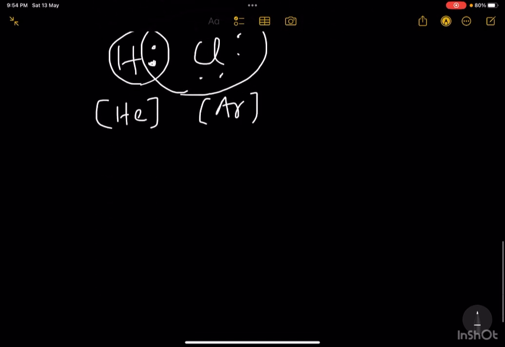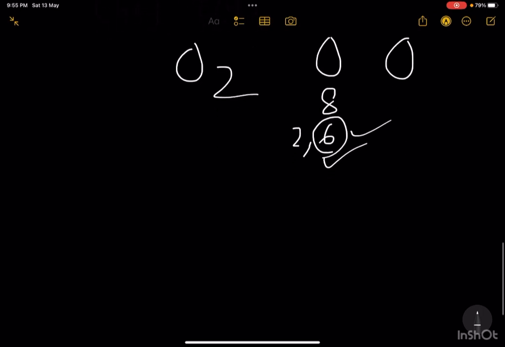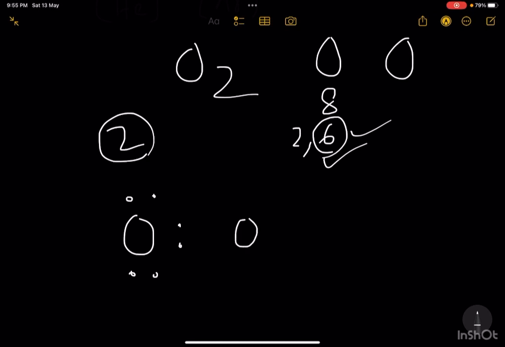Next, in case of O2, you see there are 2 oxygen atoms, and you know the atomic number of oxygen is 8 and it has 6 valence electrons. We are interested in valence electrons because in Lewis dot structure, valence electrons take active part, or we consider valence electrons for Lewis dot structure. You see, oxygen has 6 valence electrons. It needs another 2 electrons. So another oxygen will be there over here.